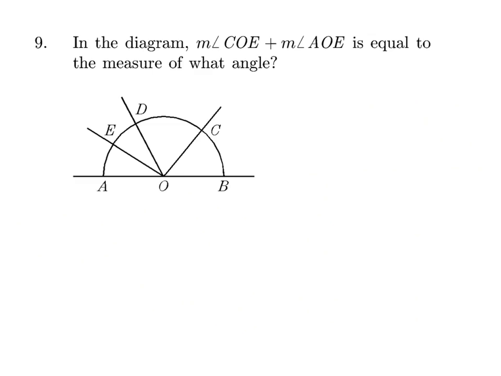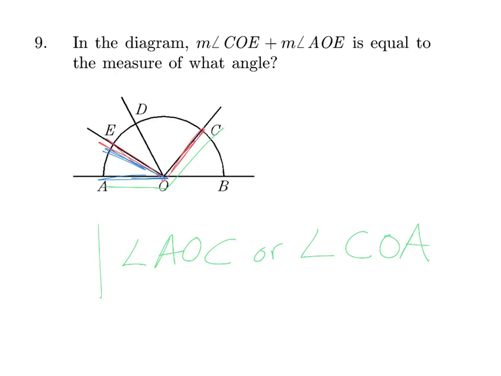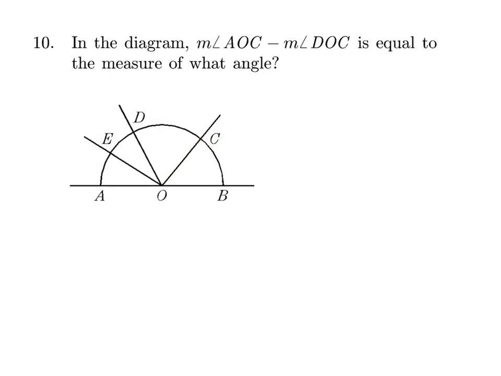All right, in the diagram, COE plus AOE is equal to the measure of what angle? Well, that would be this whole thing then, which is angle AOC. We could also call it angle COA. All right. Either one is correct.